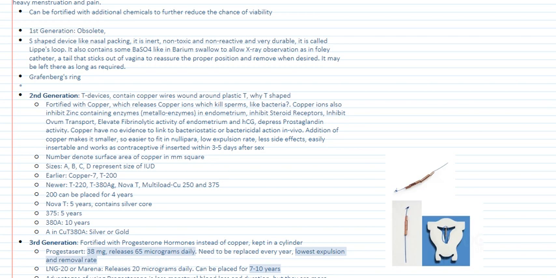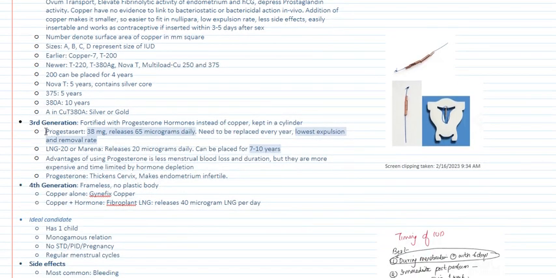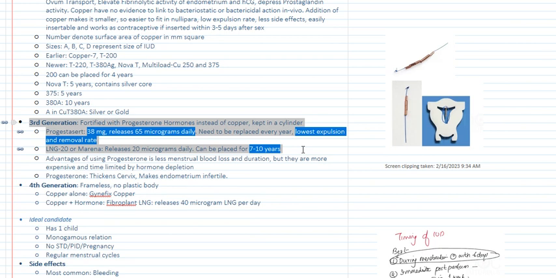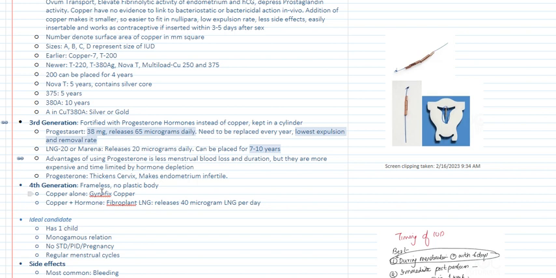Okay. So in third generation there is hormonal. Second generation was copper. Third generation is hormonal, progesterone hormone. So examples are progestasert and LNG20. So this basically acts like hormonal contraceptives. There is a release of progesterone every day. So they act like progesterone only pills. Mechanism is thickening cervical mucus and makes the endometrium atrophic and subsequently infertile.